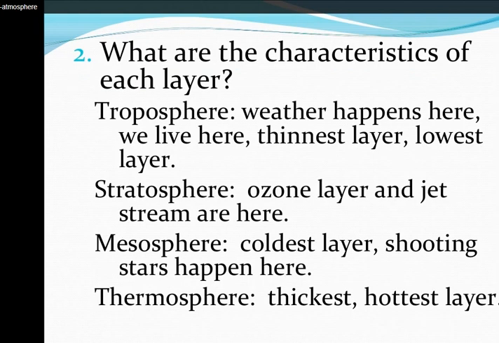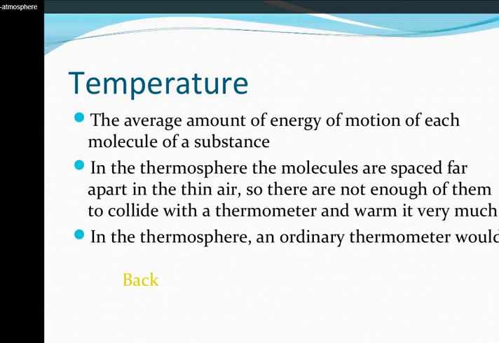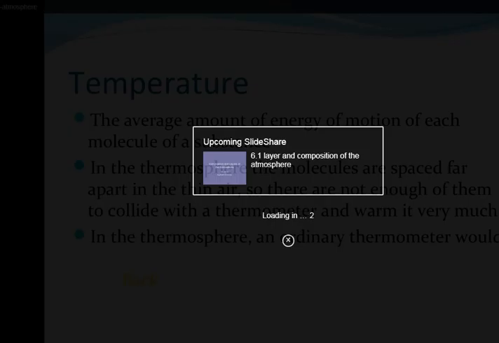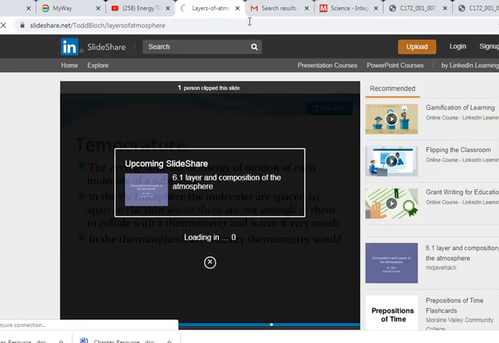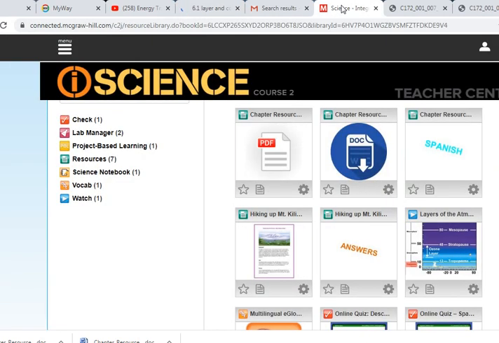Okay. What are the characteristics of each layer? Troposphere: weather happens here, we live here, thinnest layer, lowest layer. Stratosphere: the ozone layer and jet streams are here. Mesosphere: coldest layer, shooting stars happen here. Thermosphere: thickest, hottest layer. Yes, and that's it for our lesson.